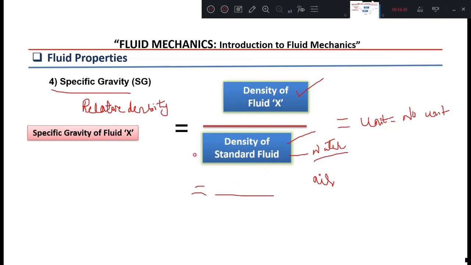I hope you understood these four properties. So in the next session we'll discuss a few more properties of the fluid.